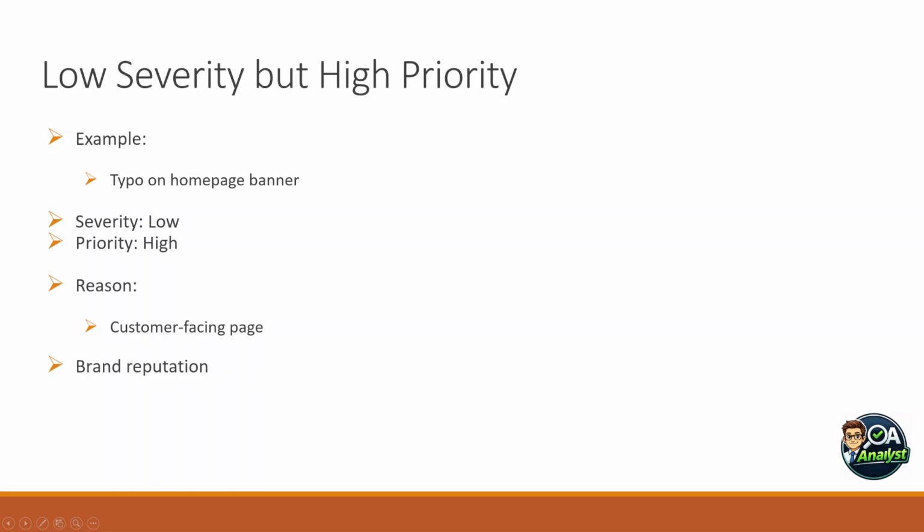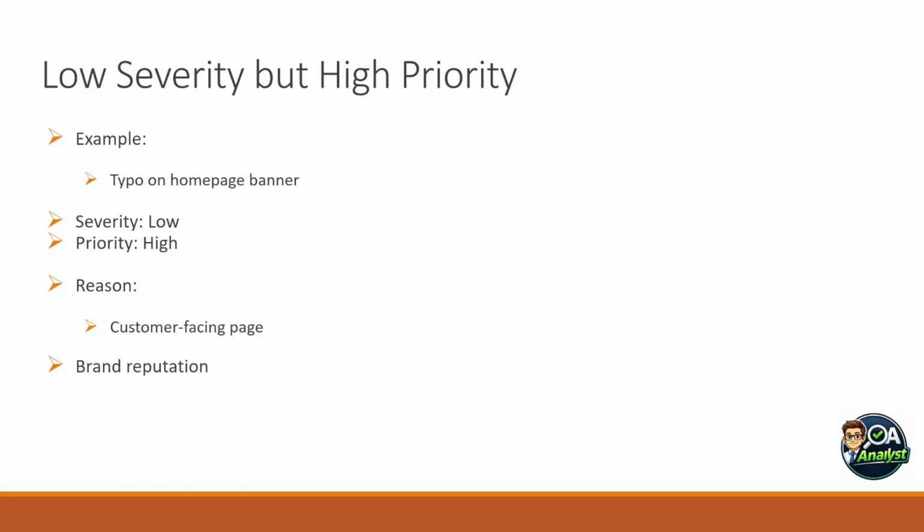Now let's talk about the most confusing scenario: low severity but high priority. A defect can be low severity but high priority. For example, a typo on the homepage banner. Severity is low because there is no functionality broken. Priority is high because the homepage is customer facing. So that's why it is low severity and high priority. Why high priority? Brand image, marketing campaigns, and customer trust. This scenario is very commonly asked in interviews. Always remember, severity is not equal to priority.